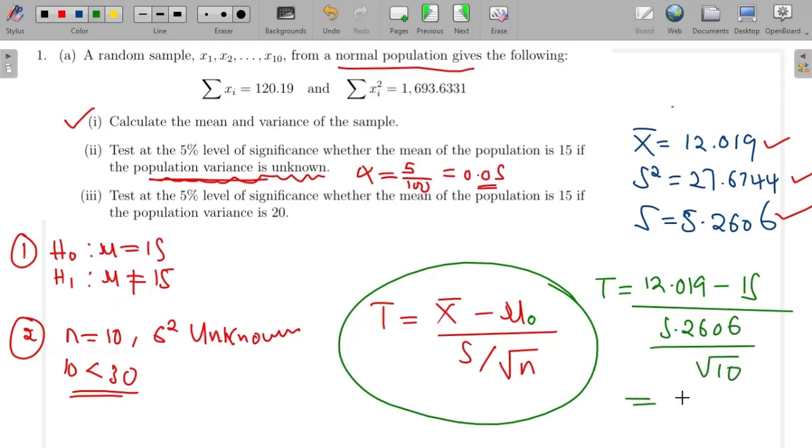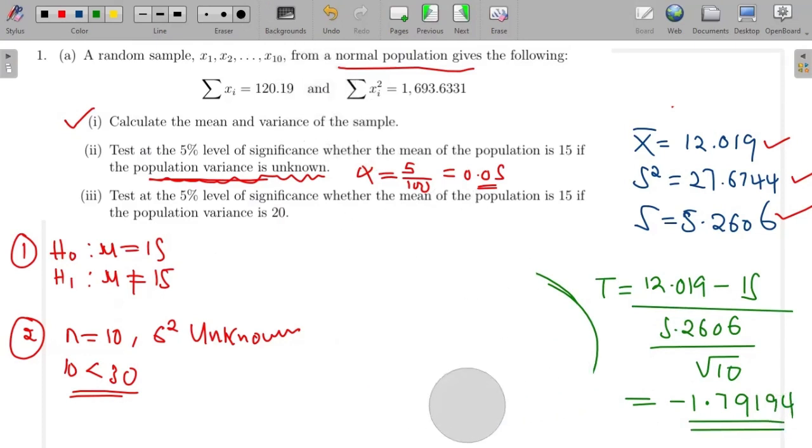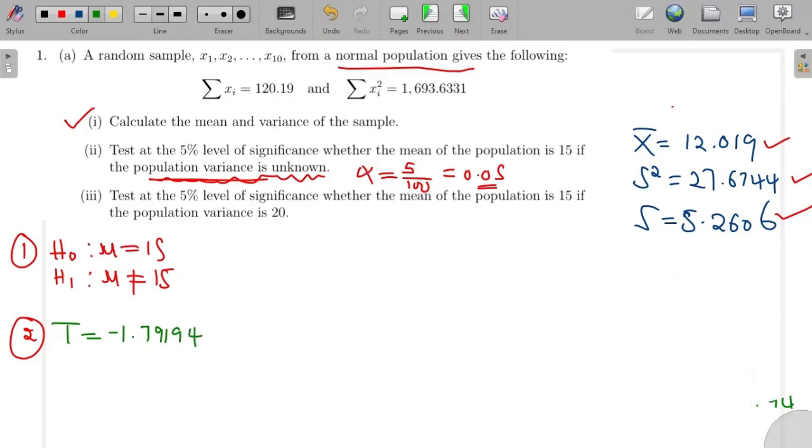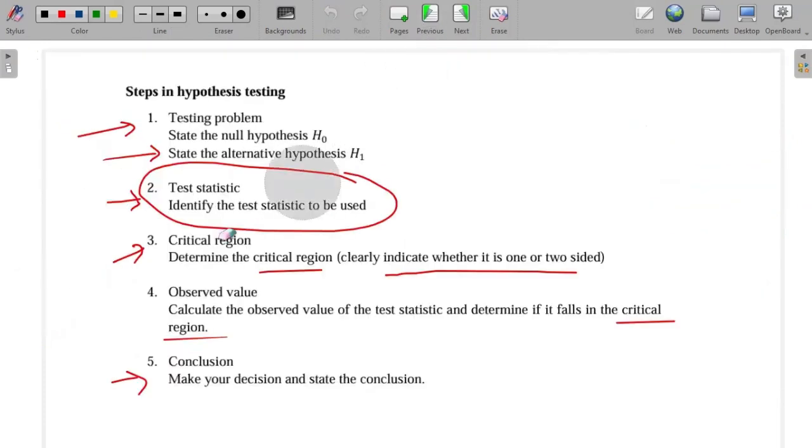My calculator says I get minus 1.79194. So that is the value of the t statistics, or in short, the value of my observed statistics. So I'm going to write t equals minus 1.79194. So we are done with step 2, where we identify the test statistics here.